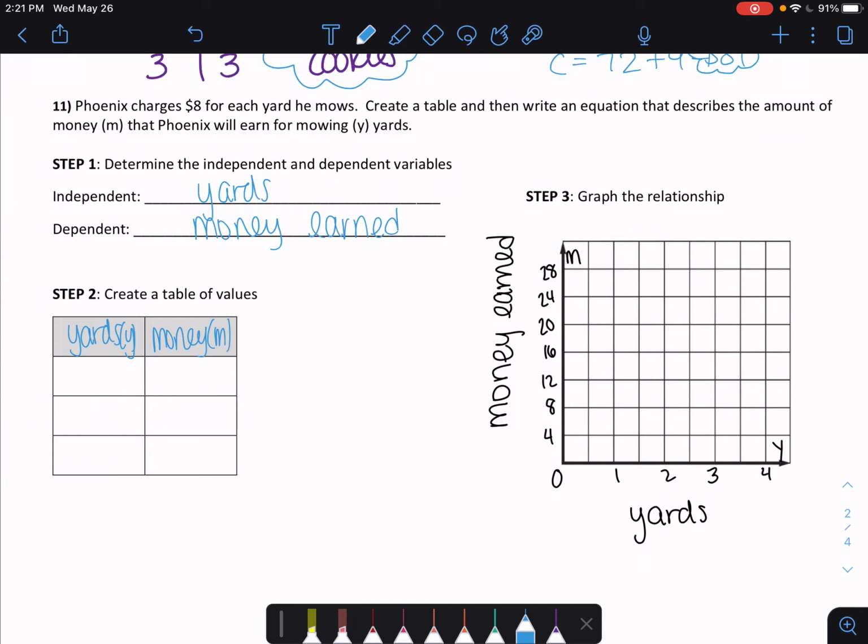If Phoenix mows 1 yard, he's going to make $8. If Phoenix mows 2 yards, he's going to make $16. If he mows 3 yards, he's going to make $24. So my equation, because I'm adding 8 each time, is going to be M equals 8H.